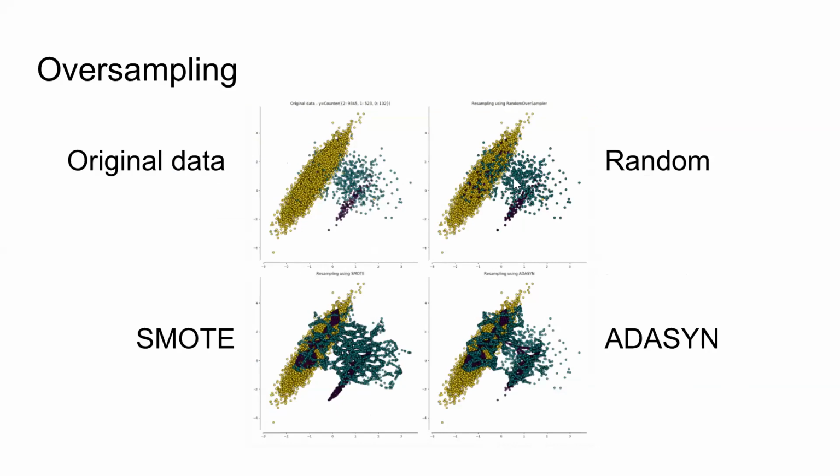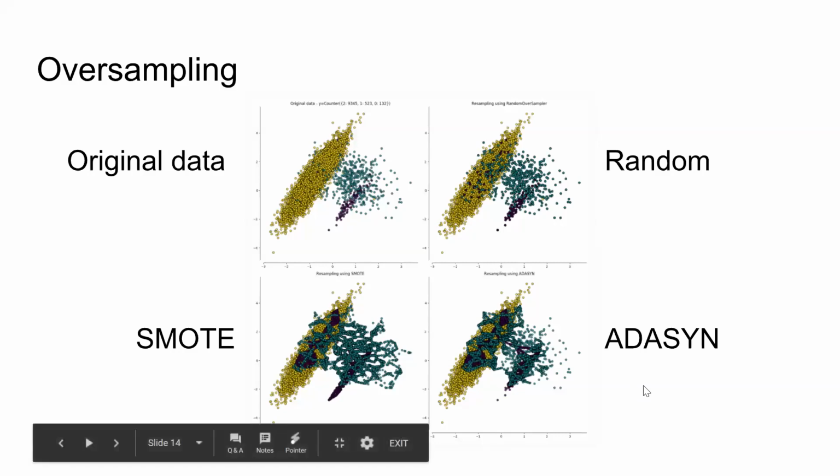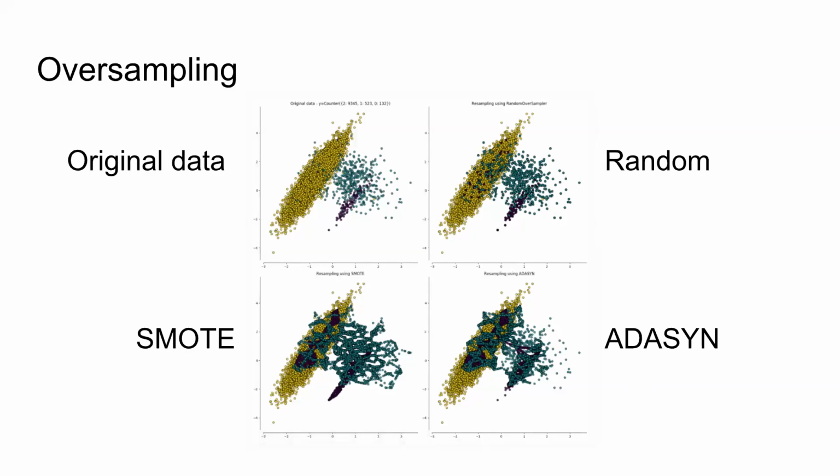So for random sampling, we just oversample the observations of the non-dominating classes, while the two other approaches are quite difficult, and you can refer to imbalanced-learn in order to get more details about these approaches.